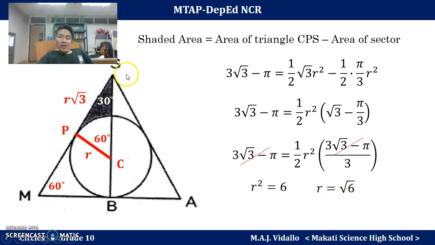We're almost there. Take note, our goal is to get MS, but since we already have r, that's simply square root of 6 times square root of 3, that's square root of 18, or 18 is 9 times 2, so PS is actually equal to 3 square root of 2. Since it's an altitude, MS is actually just twice PS, or 6 square root of 2. I hope you get it.